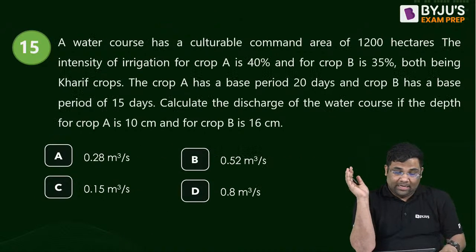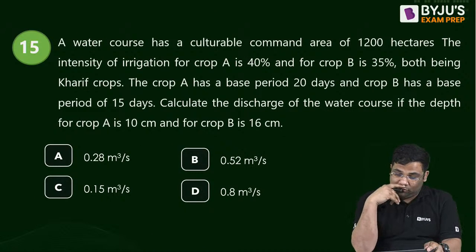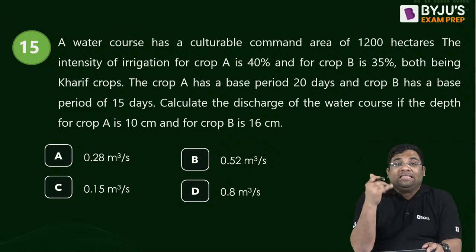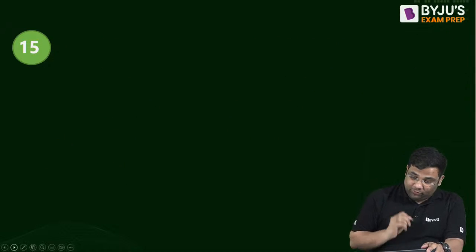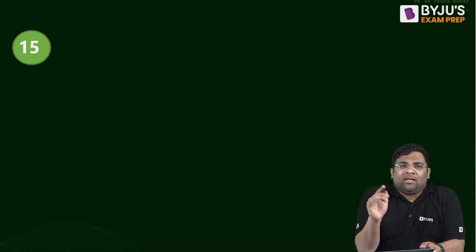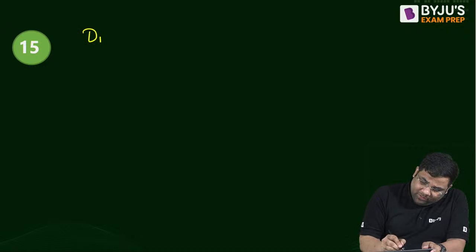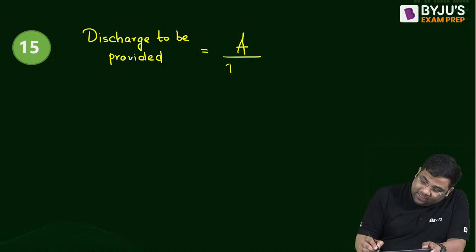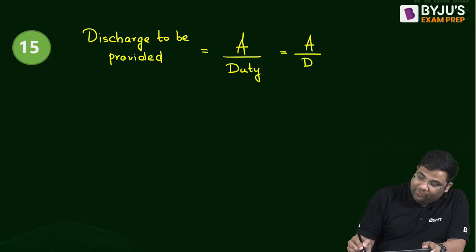Yes? Okay. Next, 15th question. So this is an irrigation question, sorry, the amount of discharge question. So I will explain to you this question. Whenever you want to find out the discharge to be provided for irrigation, they ask you a question. The discharge to be provided will be the area to be irrigated by what? The duty. Yes. So the area to be irrigated by duty.